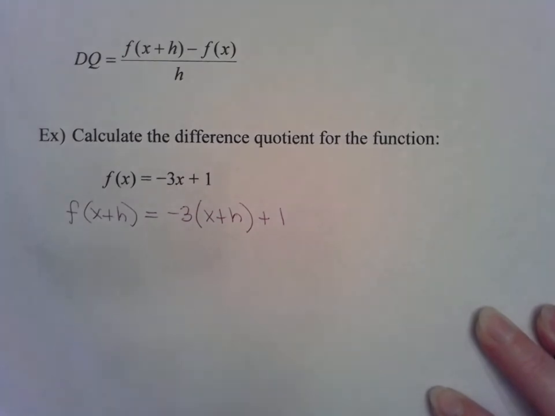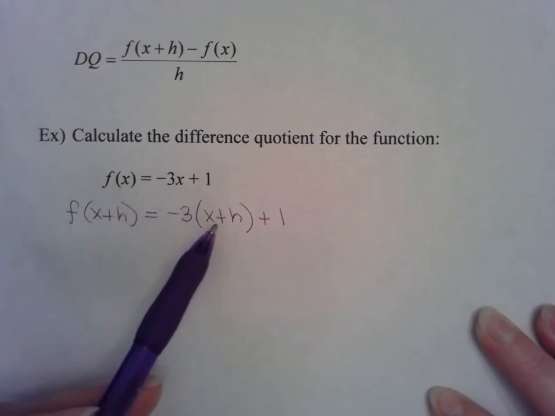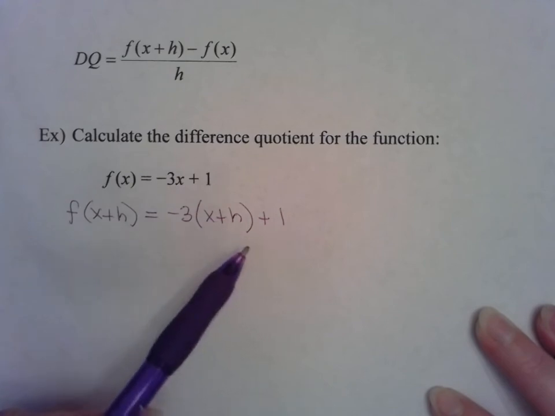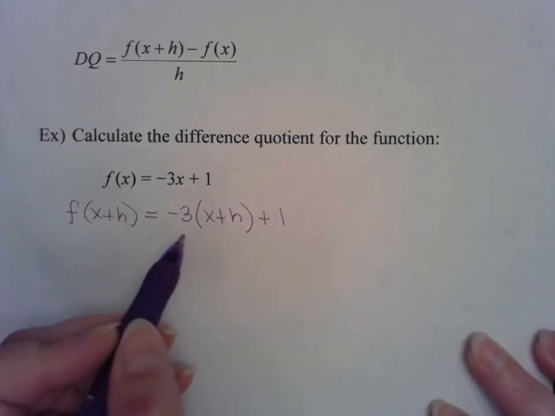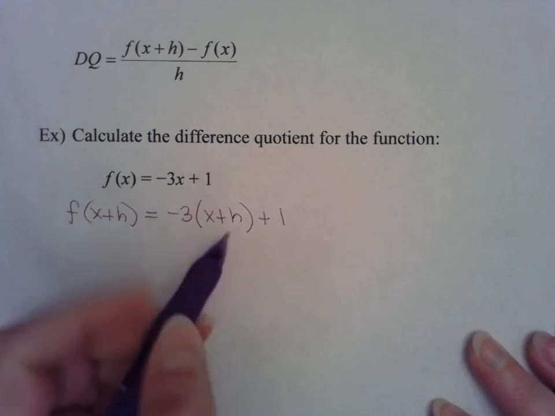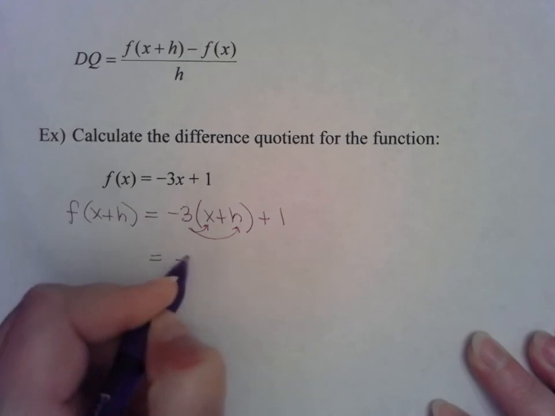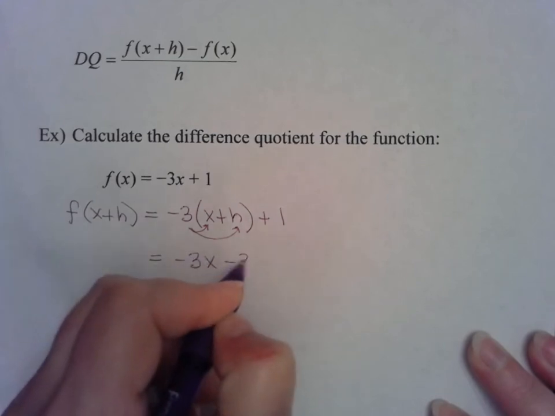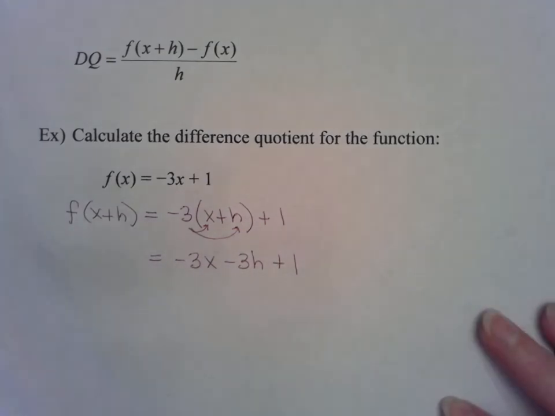Okay, now this is just like as if I were trying to calculate f of 3. If this were a 3, right where x was, I would put a 3 here, and I would calculate what that is. It's the same idea, except I'm substituting in something with a variable, x plus h. Okay, so the next step maybe is then to distribute the negative 3. And now we're ready to put together the difference quotient.